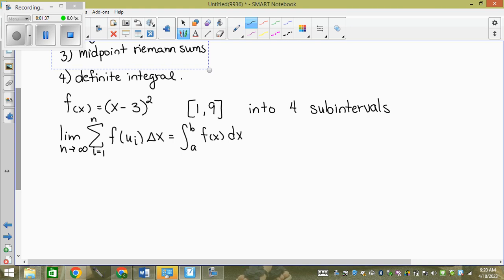What this is, technically, is your height at whatever f you're finding. Remember yesterday we did f of 1 and f of 2 and f of 4 and f of 6. This is just the height of your rectangle. This is the width. Now remember yesterday our change in x was different. It was like 1, 1, 2, 2 because they partitioned it differently.